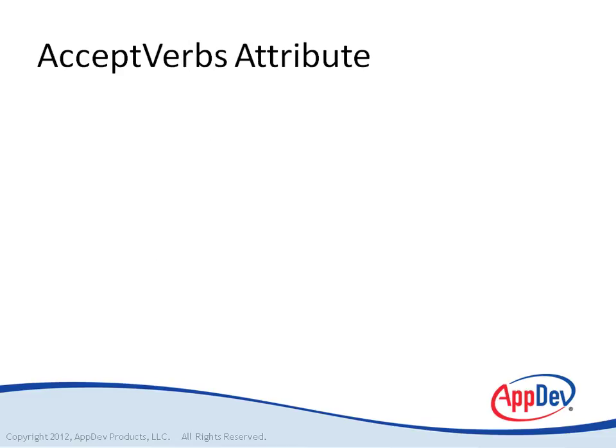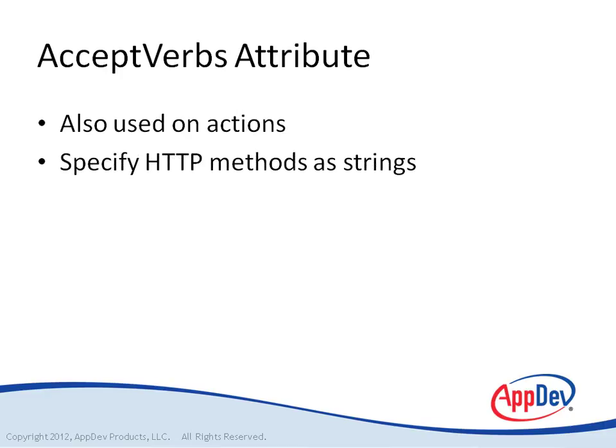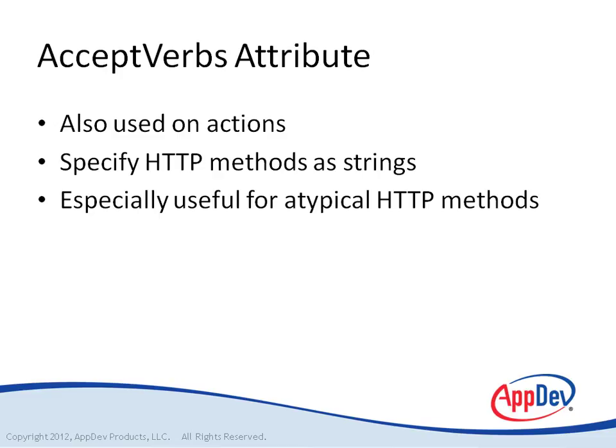We also have the accept verbs attribute. It's another attribute. It works very similar. It's also used on actions, but instead of having an accept verbs for every HTTP method, you specify the HTTP method as strings. So we can use this if we are doing more than one HTTP method for the same action, or we can do this if we're using HTTP methods that are kind of atypical. So if you're not using get, put, post, or delete, you're using some other HTTP method, and there are others, then accept verbs is the way you want to go. This is what it looks like.